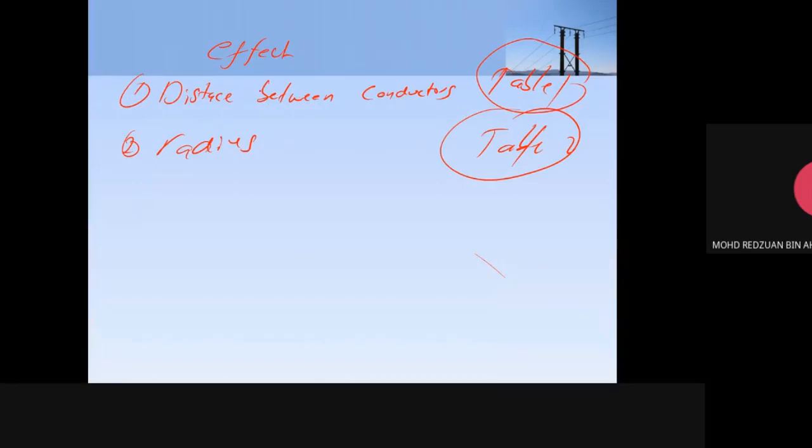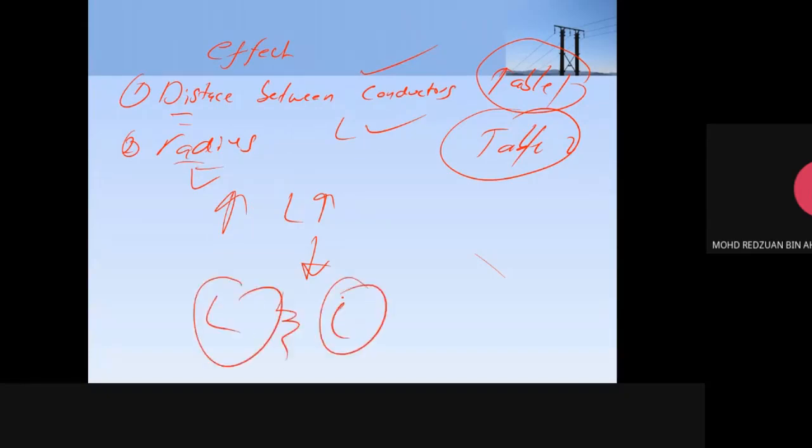So finally you know that, oh, when the distance increases, the value of L also increases. Maybe when the radius increases, the L value also increases or decreases. It's up to you. When you do the analysis, you will find out what is the effect of this distance and radius towards L and C values.